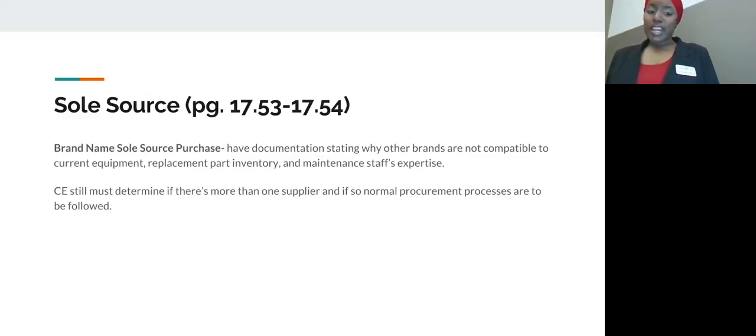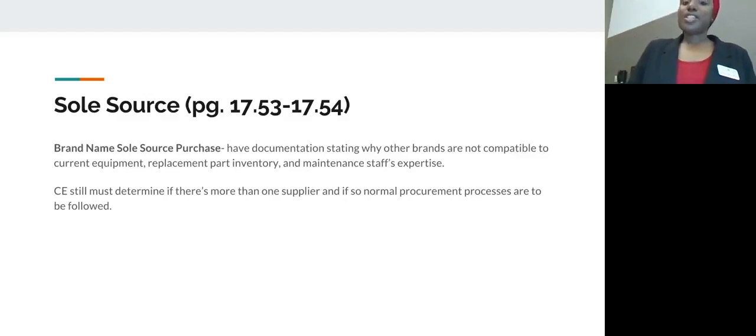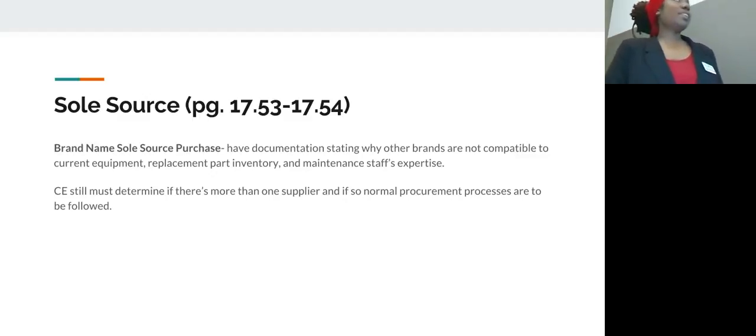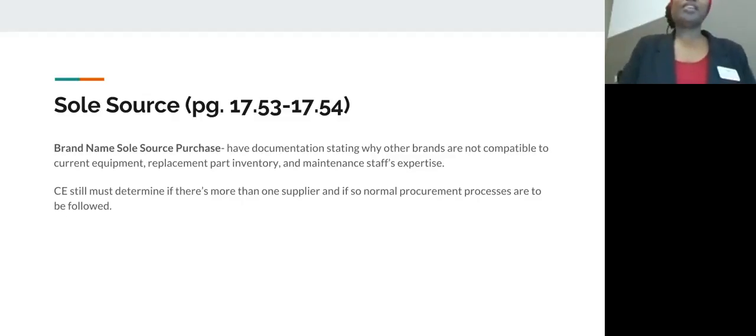All right, so brand name sole source purchases. This can be found on pages 1753 through 1754. Really just have documentation stating why other brands are not compatible with your current equipment, replacement part inventory, as well as maintenance staff's expertise. This can come in really handy if you're dealing with any particular software or type of equipment where your maintenance crews just don't know that particular brand of equipment that you're using. So that's something to keep in mind as well.